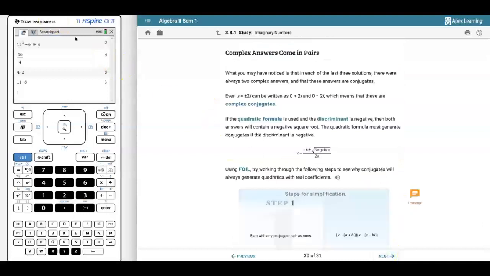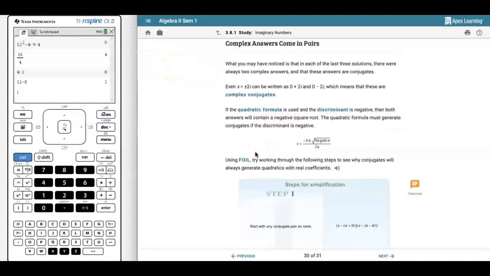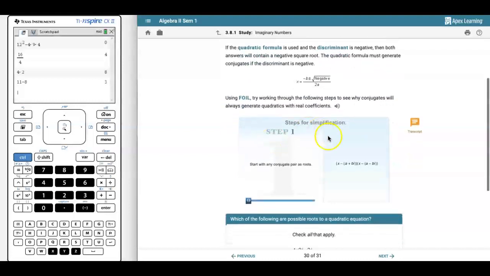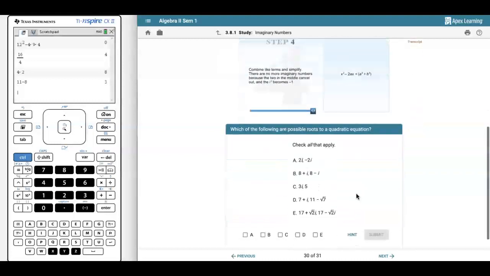All right, so then looking at more complex answers here. Okay, complex answers. This is again where we have the conjugates. I'm not going to spend a whole ton of time here. This is just trying to show you that with the quadratic formula, if we were to use FOIL with our complex conjugates, we would end up finding out it looks very, very similar to our original ax squared plus bx plus c.